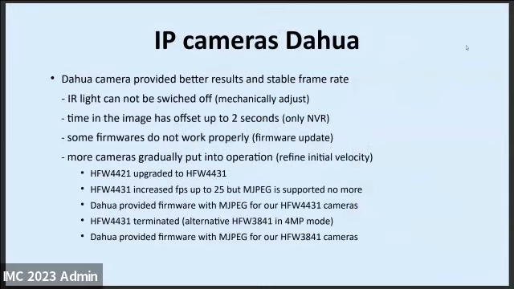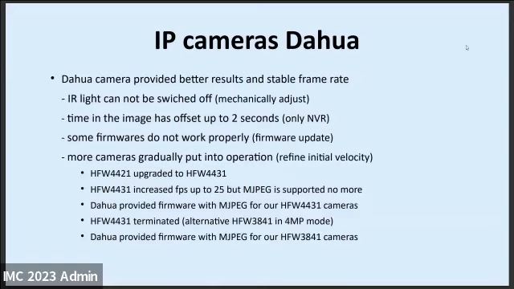For example, the IR light cannot be switched off in the settings of the camera. We have to do it manually, just by cutting the wire. Then the time accuracy inside the camera, when the recordings are stored on the network video recorder, is approximately 2 seconds only, but it's okay for the accuracy of determination of the atmospheric trajectory. Then there were some problems with firmware, but the firmware update solved this problem. So just minor problems.